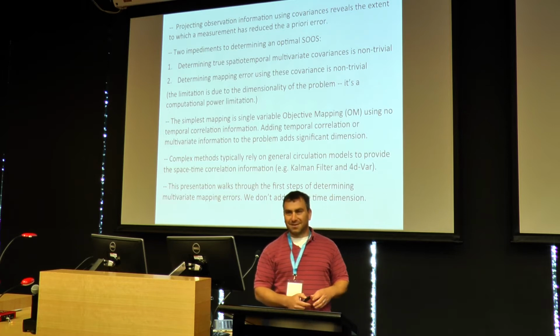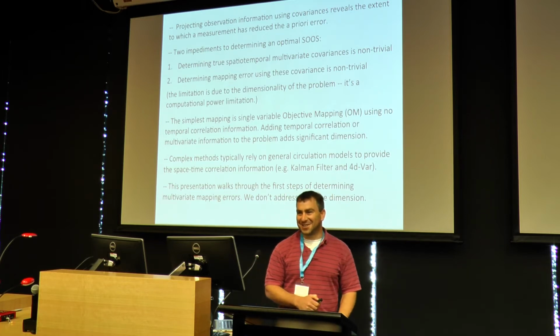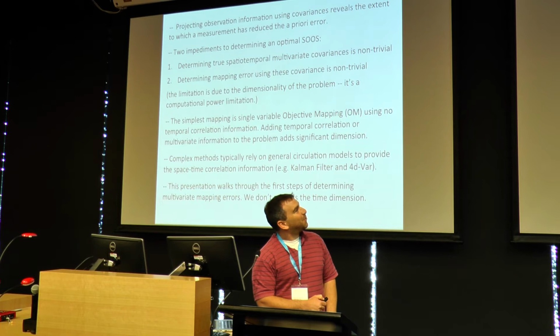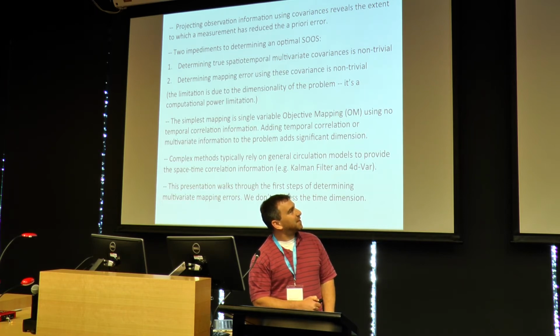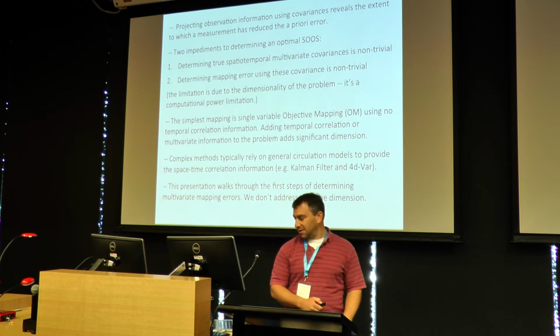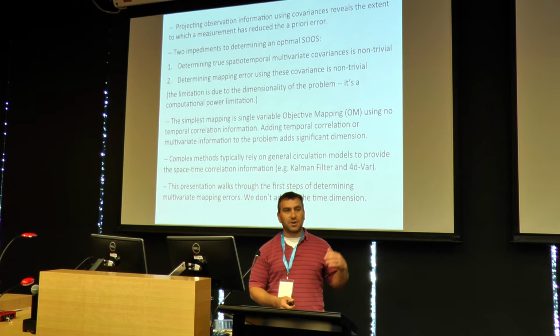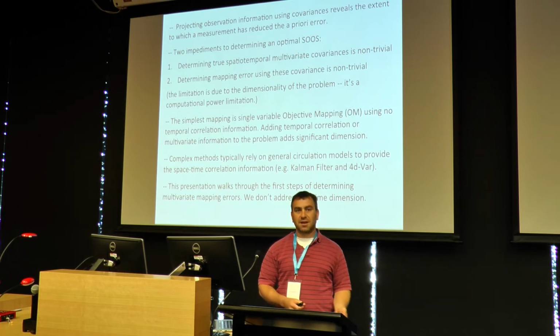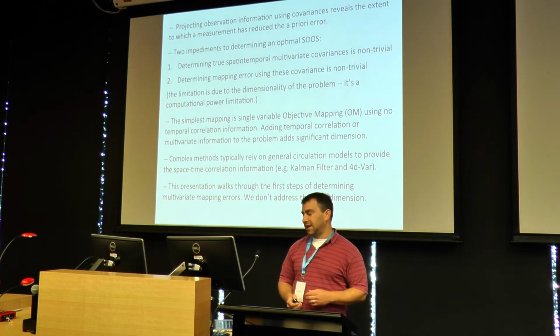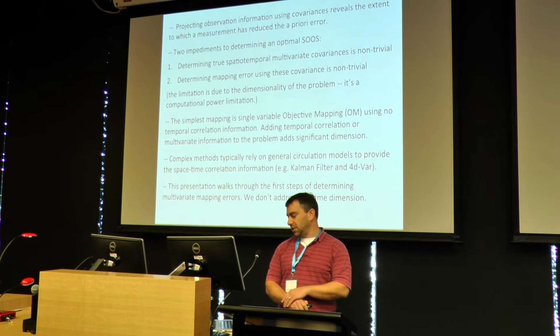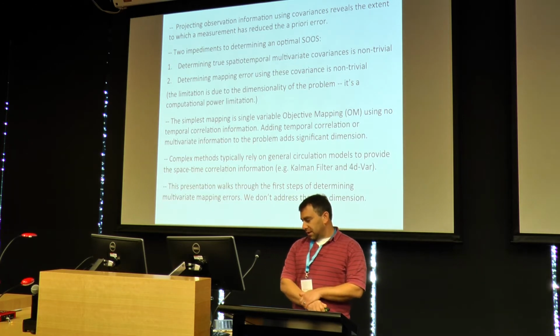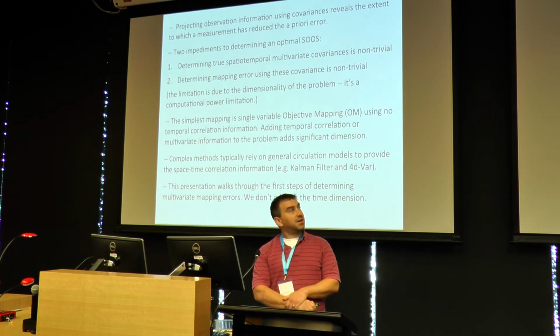Okay, so I got some text slides here. Projecting observation information using covariances reveals the extent to which a measurement has improved our knowledge and reduced our prior uncertainty. So if we know nothing about a region, and we take one measurement, what are the scales that we now understand in that region? And there are two problems to determine an optimal SOOS.